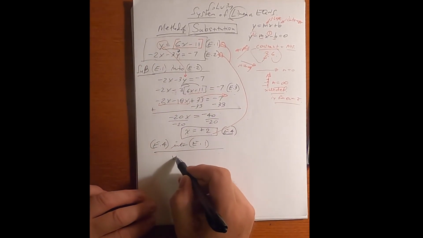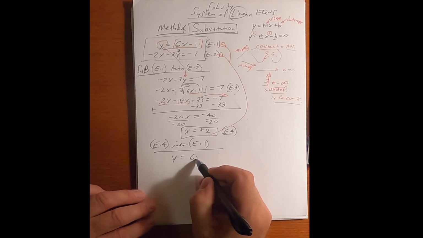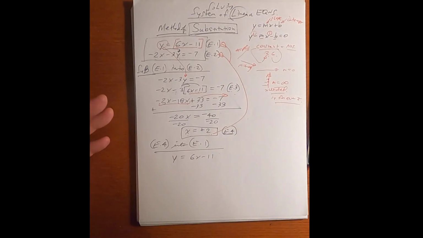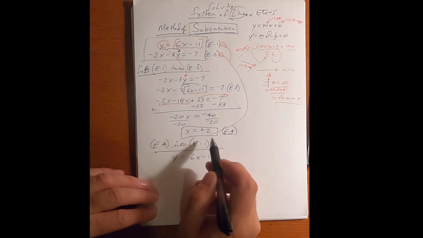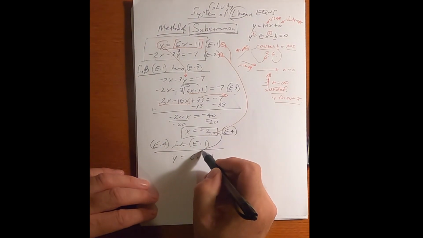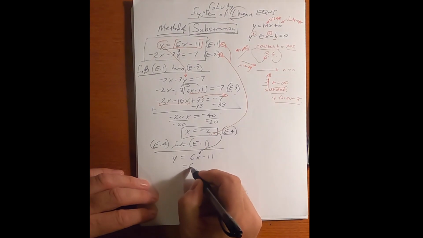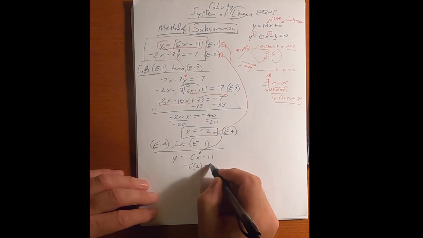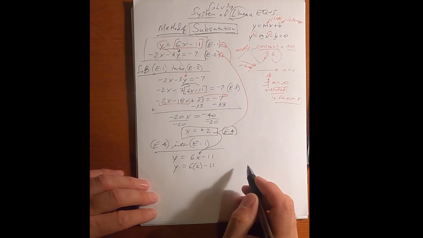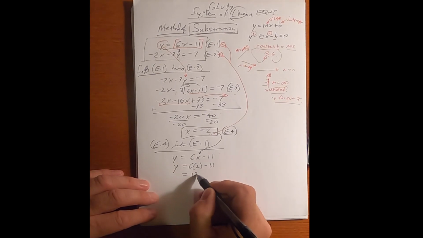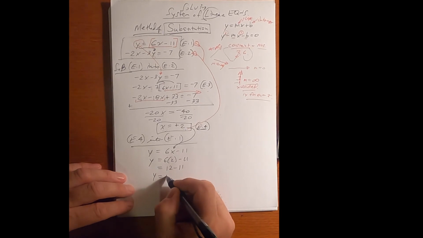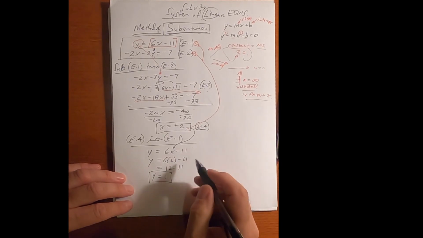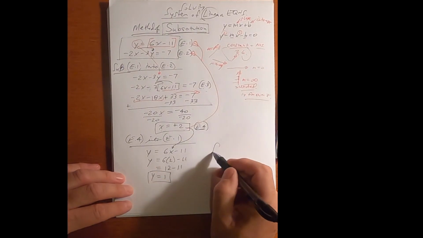So let me rewrite equation 1. I have y equals 6x minus 11. There's my equation 1. I am going to put equation 4, which is the x value, right into there. So I get 6 times 2 minus 11, and there's y. 12 minus 11, and what is that? y equals 1.